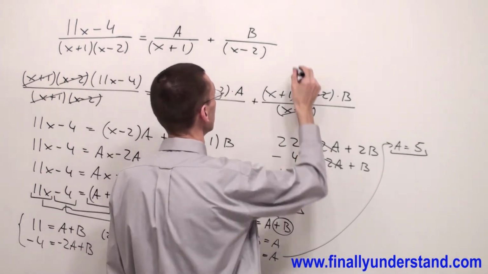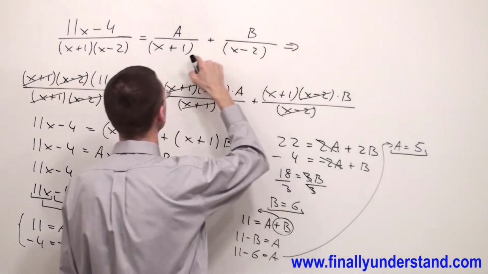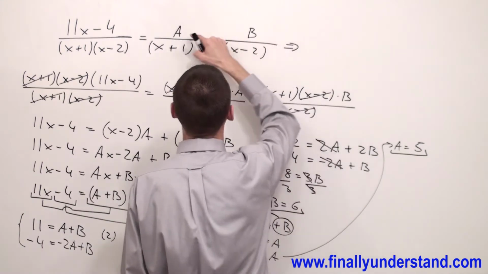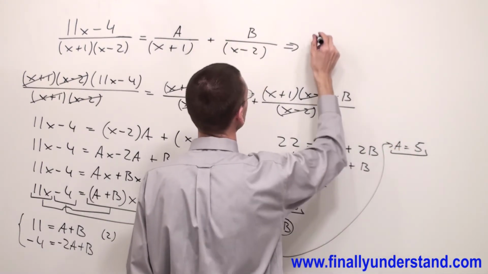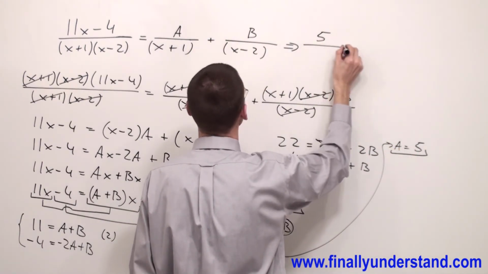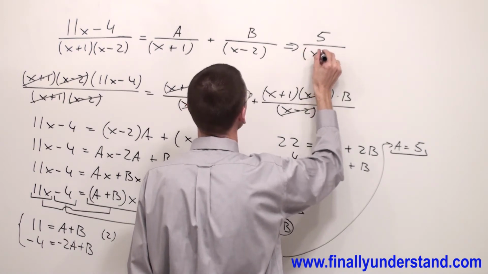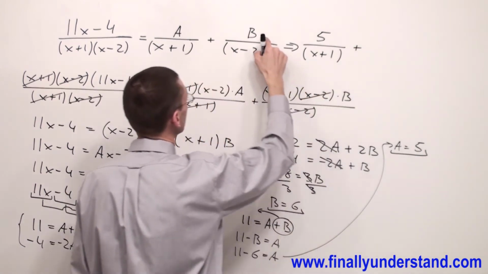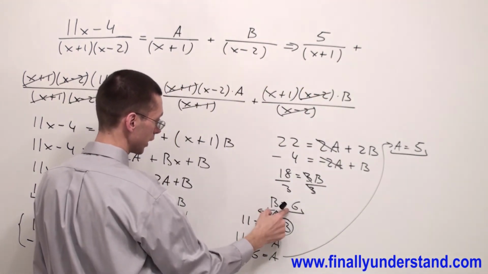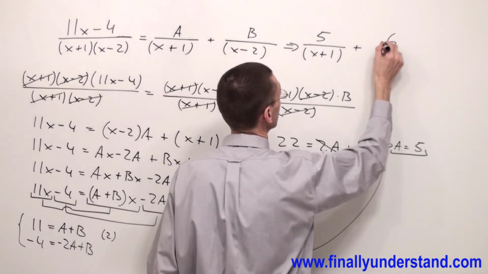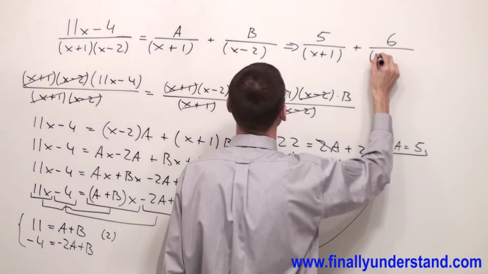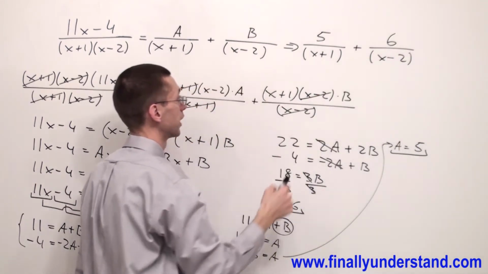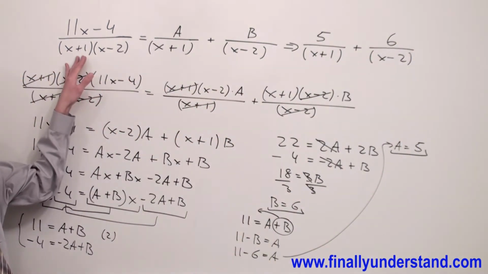So I can say that my partial fractions are, instead of a, I'm supposed to write 5 over x plus 1, plus, instead of b, I'm supposed to write 6 over x minus 2. And these are the partial fractions for this fraction.